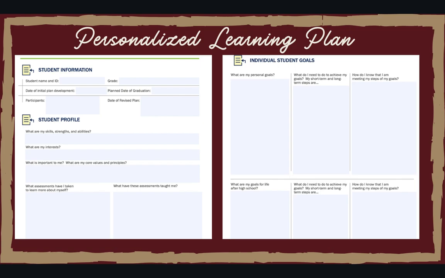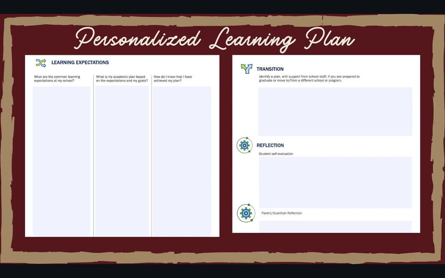So here's the personalized learning plan. After students complete the assessment, they will fill out this plan. They'll talk about their strengths, their skills, their abilities, their interests, what's important to them. They'll talk about the assessment they've taken to learn more about themselves. Then they move on to their personal things. What about their personal goals? What are their goals after high school?